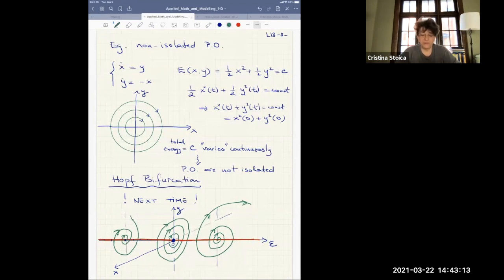As far as I know, there is no simple classification of bifurcations with two or more parameters. When you have one parameter, they're called codimension one bifurcations. That's what we did. For codimension two and higher, things become more complicated.